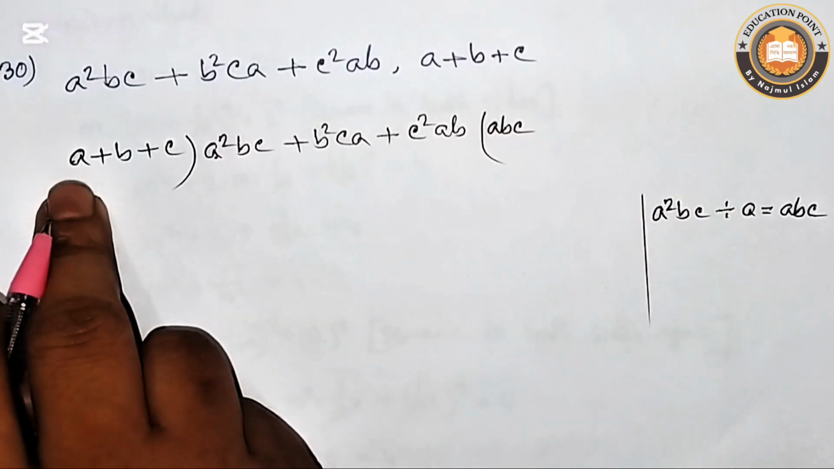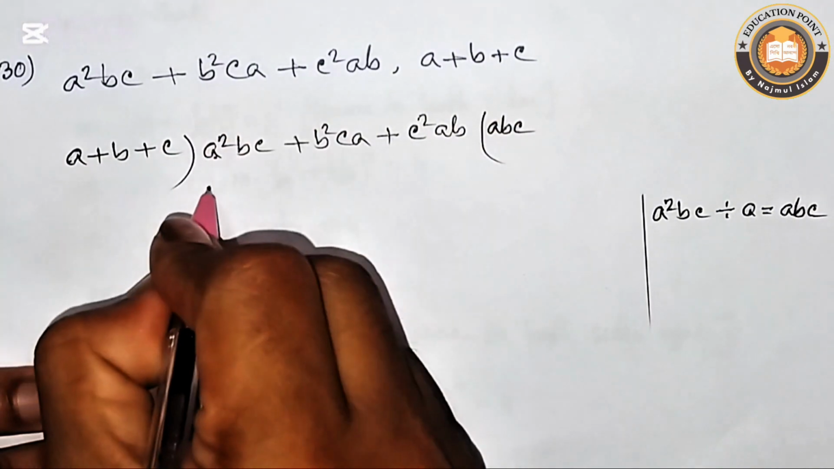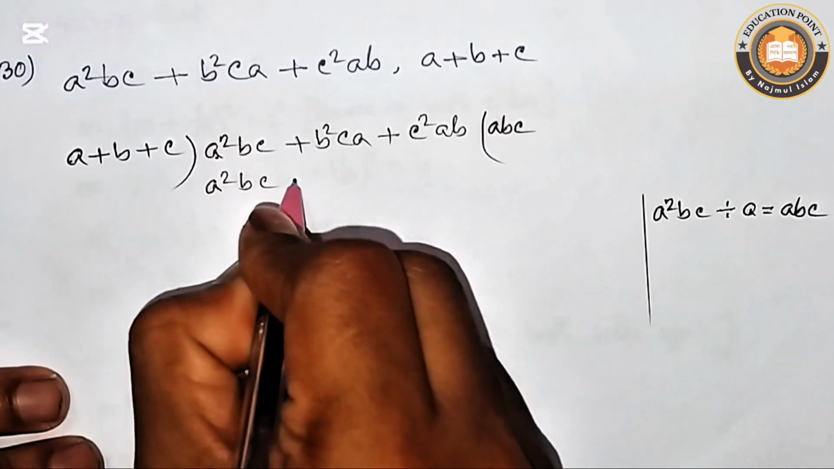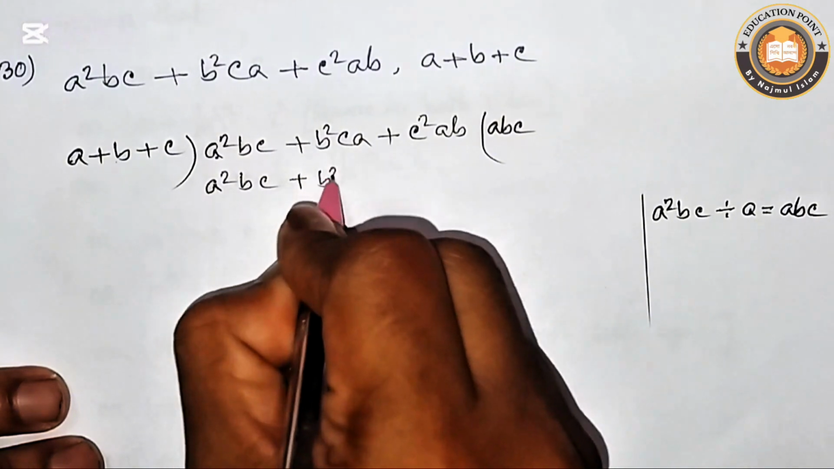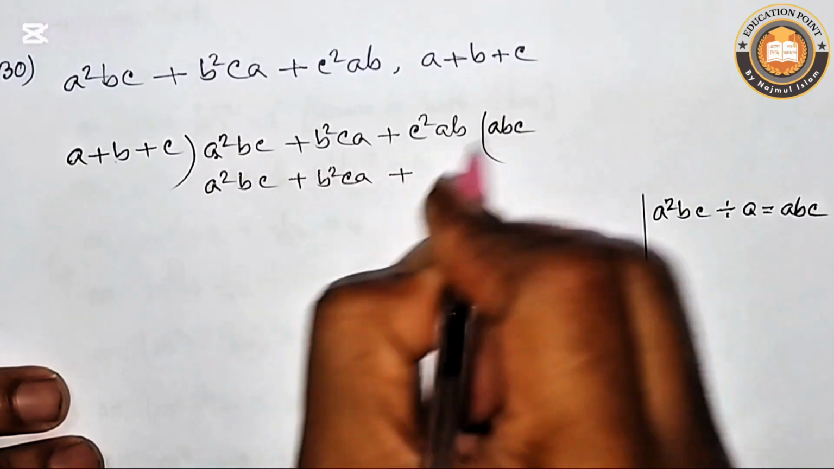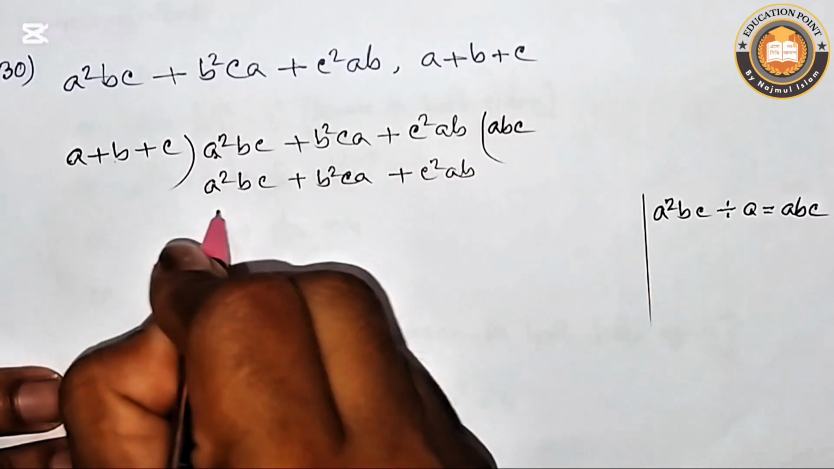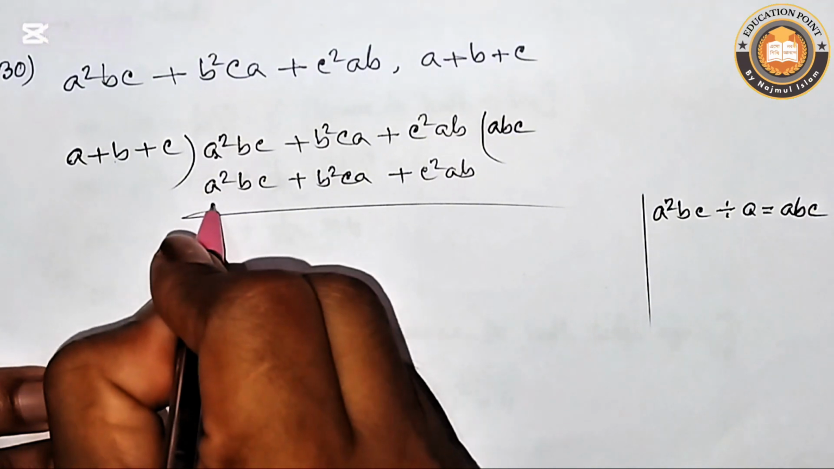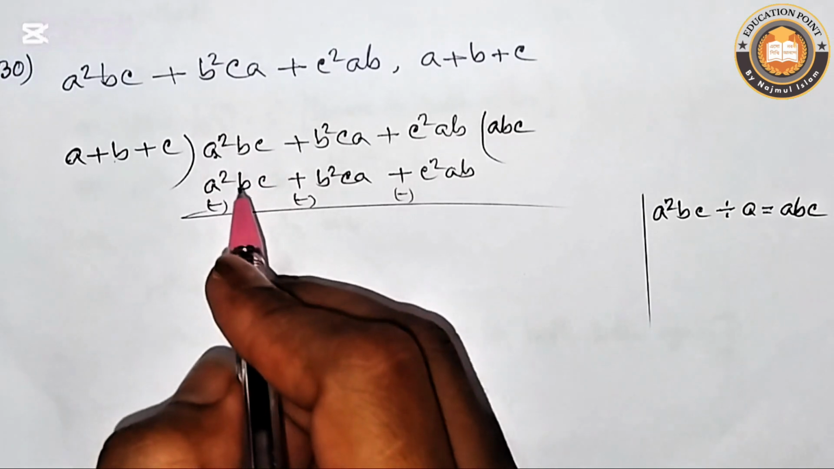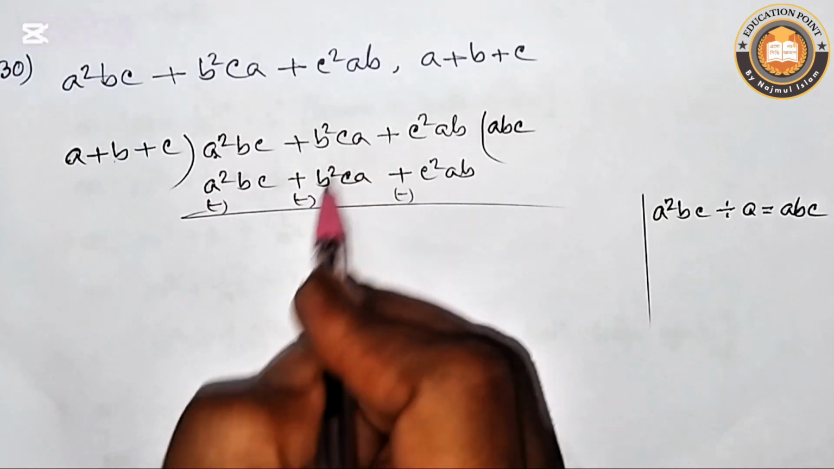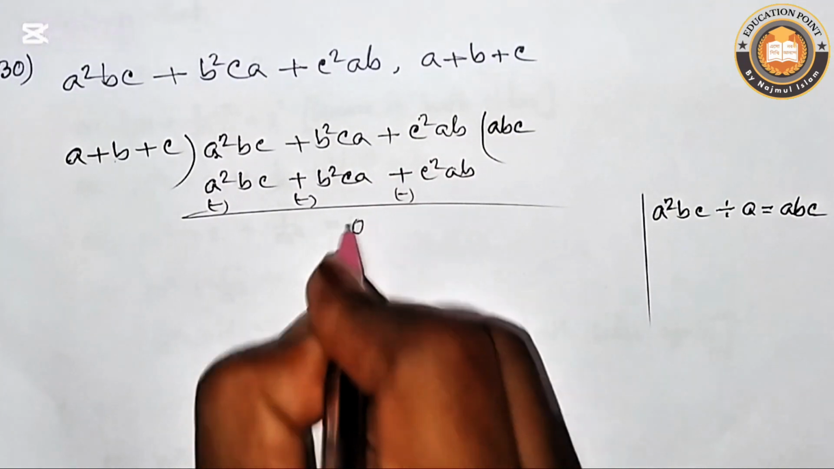Now abc multiplied with (a + b + c): abc multiplied with a²bc, then abc multiplied with b²ca, then abc multiplied with c²ab. According to the division law, the sign will be changed. Plus a²bc minus a²bc equals 0, plus b²ca minus b²ca equals 0, plus c²ab minus c²ab equals 0.